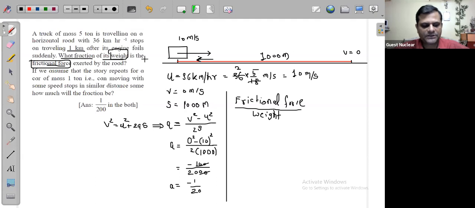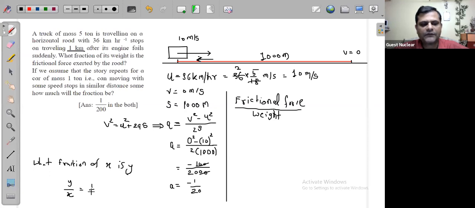Remember, whenever we are asked something like, what fraction of x is y, what does it mean? It means we have to find out y upon x. Actually, if y upon x comes out to be half, then we can say that y is equal to half of x. What does it mean? y is half times x. That means what fraction of x is y is half. So the answer will be half.